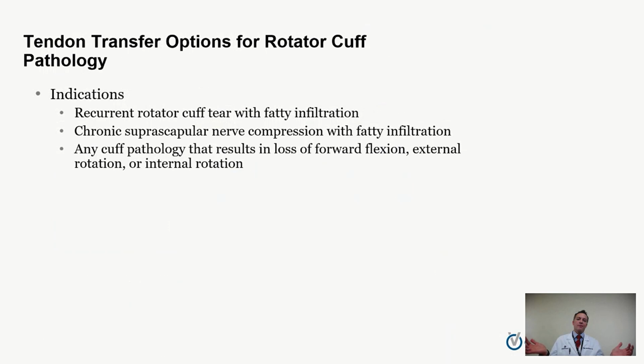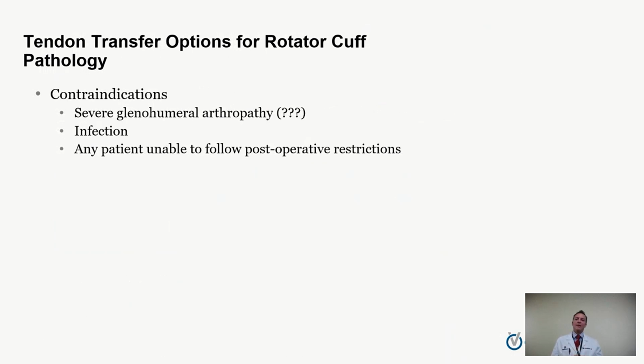It's for people who have recurrent rotator cuff tears or muscles that don't really work for multiple reasons. It can be from nerve compression. It can be from previous infection. It's for any rotator cuff pathology that results in the loss of function. Again, pain or weakness in people who don't have repairable tissues. All right, who can have it?